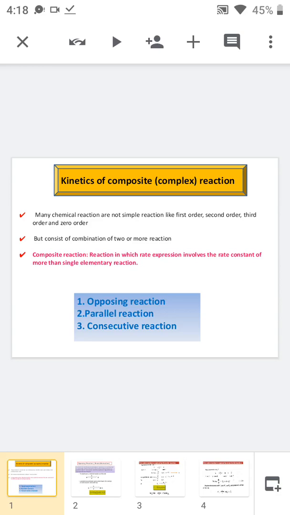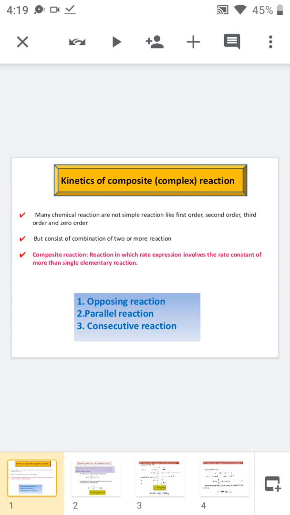In the last class, we discussed the integrated rate expression for the first order, second order, third order, nth order, and zero order reaction. But many of the chemical reactions are not simple reactions like our first order, second order, etc. There are some chemical reactions consisting of a combination of two or more reactions. That type of reaction is known as a composite reaction or complex reaction.